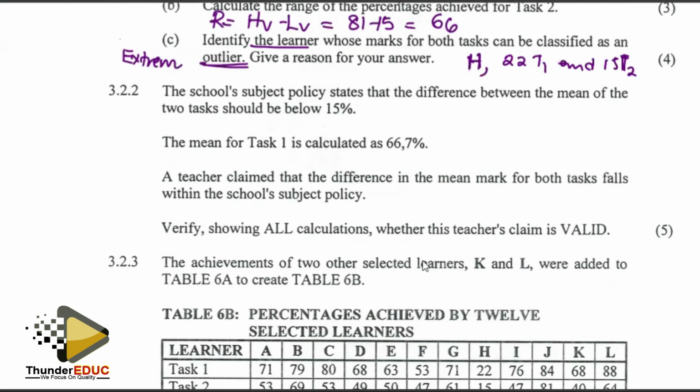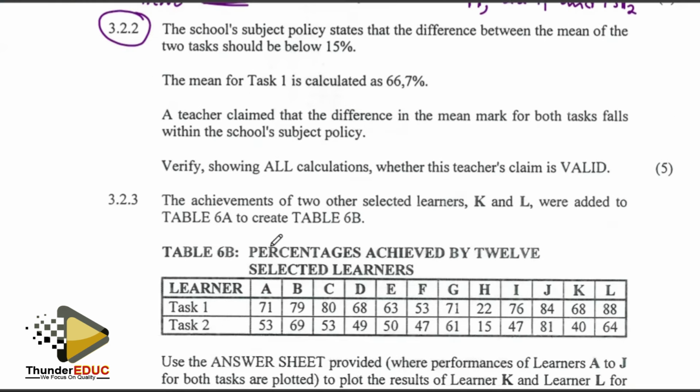All right, we look at question number 3.2.2. This is the question you're answering now. The school subjects policy states that the difference between the mean of the two tasks should be below 15%. So the mean for task 1 is 66.7%. A teacher claimed that the difference in the mean mark for both tasks falls within the school's subject policy. Verify, showing all calculations, whether this teacher's claim is valid.